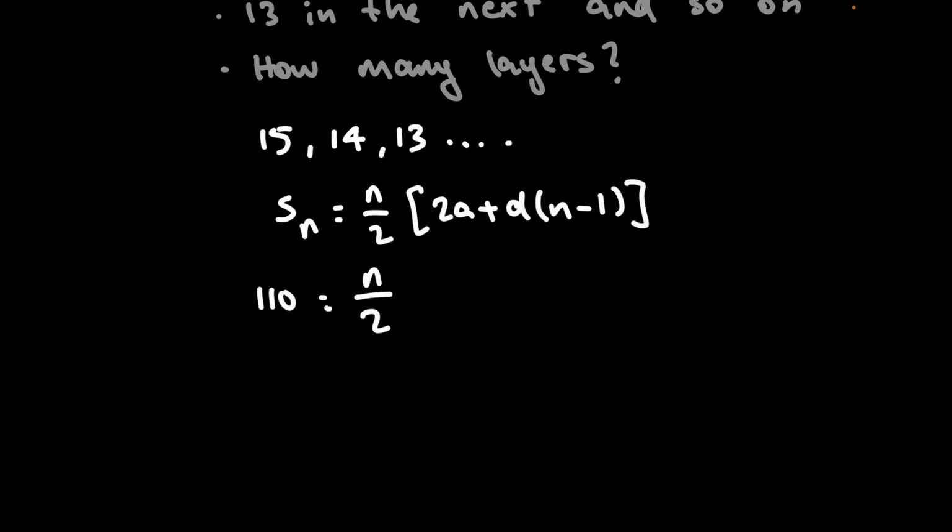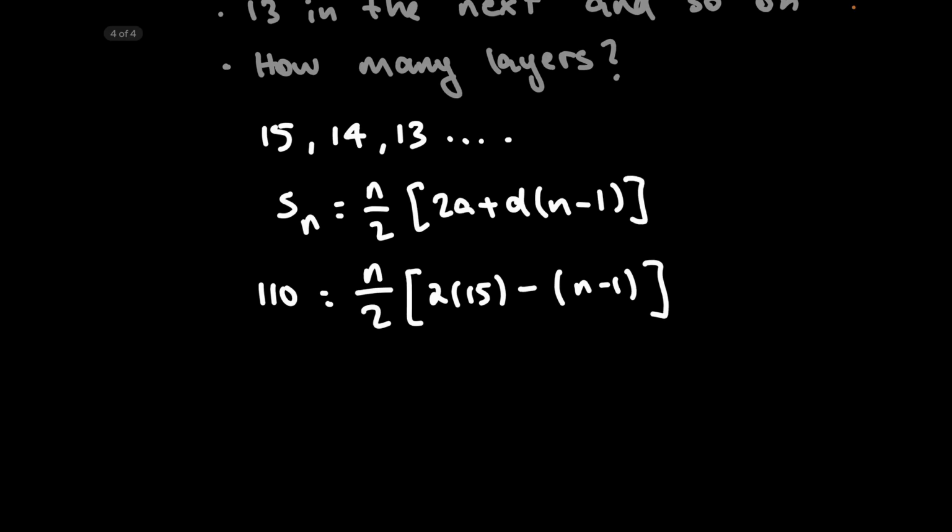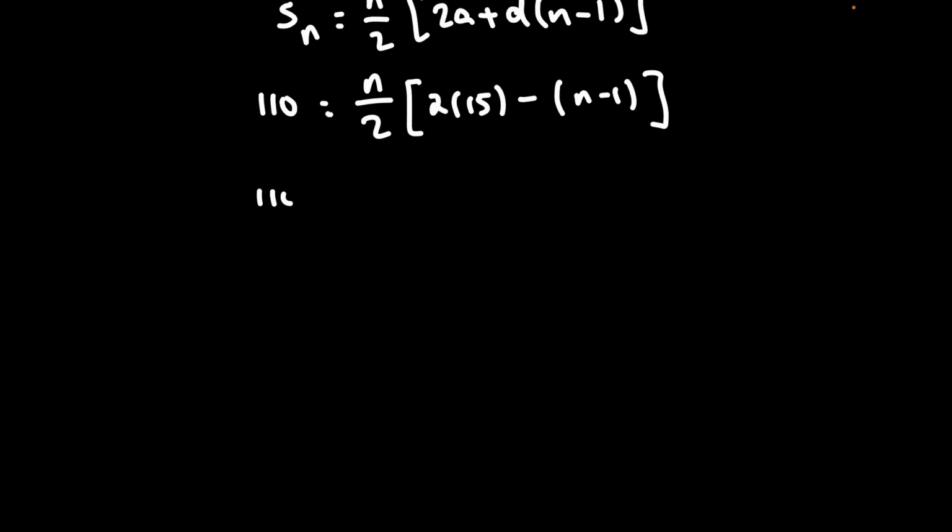So n on 2 times 2 times 15, since the first layer has 15. And the common difference between each layer is simply minus 1. Each layer you go, there will be negative 1 logs. So minus, in this case, (n minus 1). And again, we don't know what the value of n is actually going to be, so that's our goal to work out here. So 110 equals n on 2 times (30 minus n plus 1). And in this case, this is the same as 31.